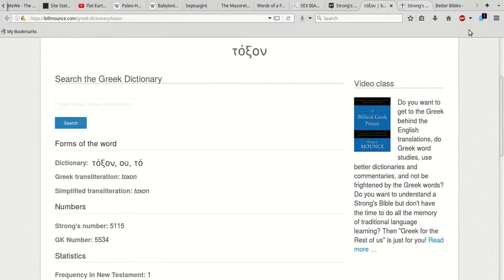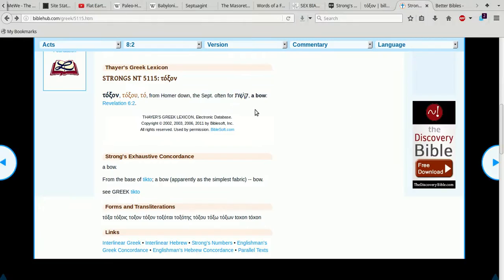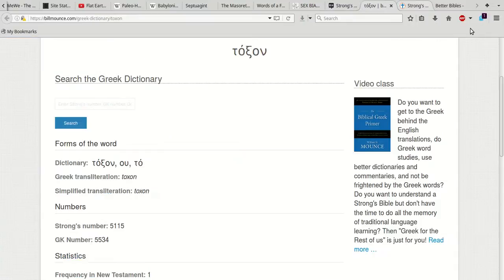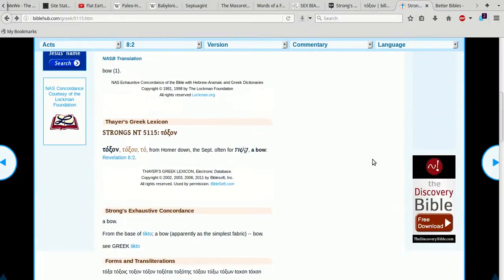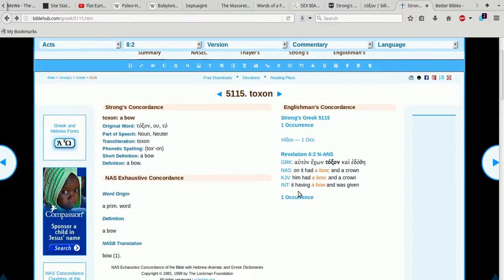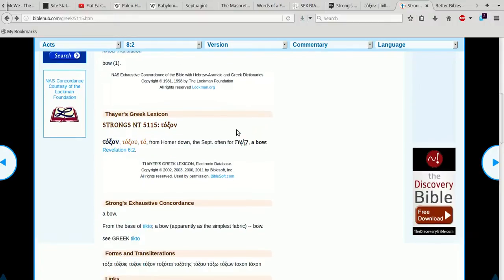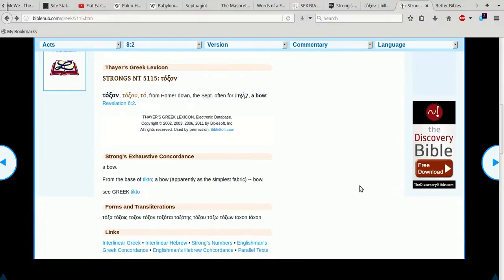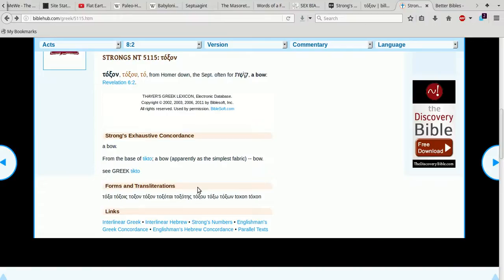let me get the next page here. You look up, and this was a different Strong's page. Here is Bible Hub's version of that Strong's entry. It says bow, and if you go down here, from the base of a word called tikto, a bow, and here's where the problem comes, apparently as the simplest fabric. Where does that come from? I couldn't find any source, any justification for that meaning. Now let's go see this word tikto.